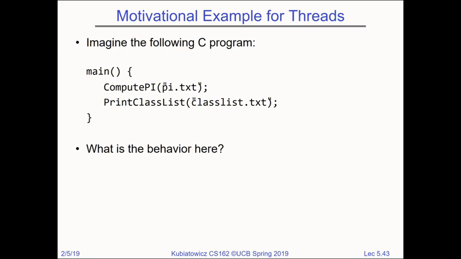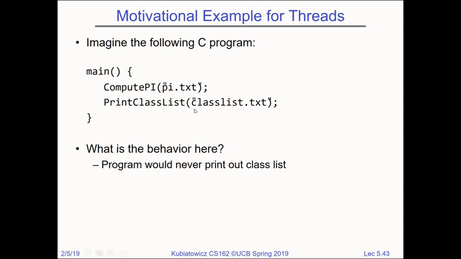Welcome back, everybody. So, what happens with this code? We compute pi and we put the result in pi.text, and then we print out the class list and put that in class.text. So what's the behavior? Yes? The computer never finishes computing pi. That's right. So we never finish computing pi. We should just tell it it's 5, right? And then we never get to the class list. So this is a good example of if you're trying to do this, which obviously everyone should be trying to do at some point in their life, you can't get the second thing to run.